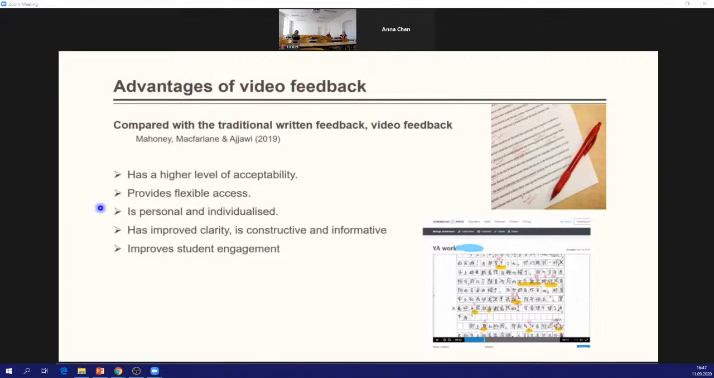Third, video feedback is very often personal and individualized. Fourth, video feedback has improved clarity. It is constructive and informative. Moreover, video feedback improves student engagement.